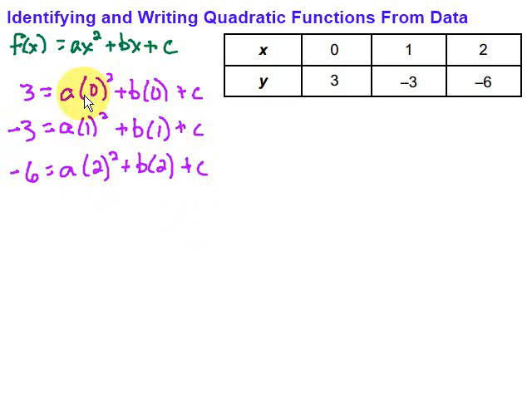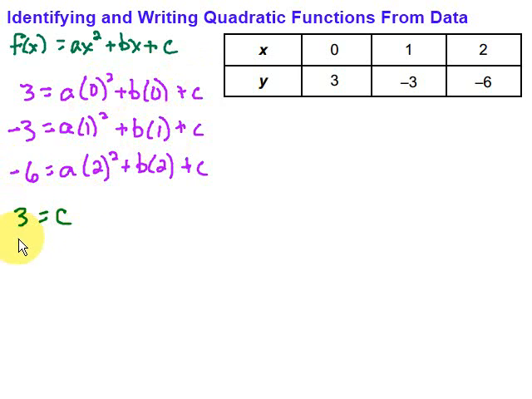Then I'm going to simplify. I can do some cleaning up here. So I'm going to change colors to rewrite these and clean them up. So 3 is equal to 0 squared is 0, so that whole thing is 0. That's 0, and I'm just left with c.